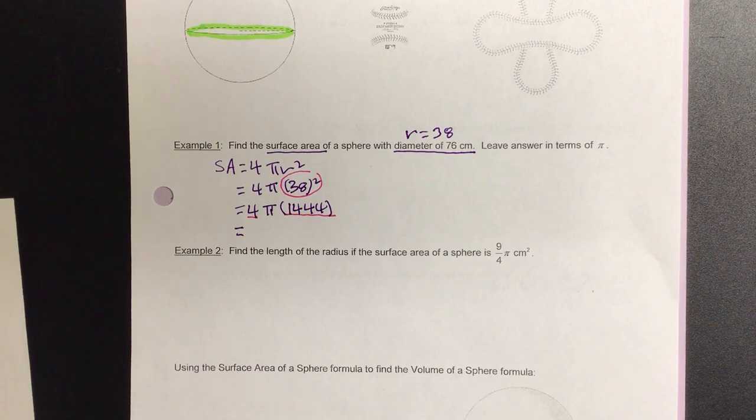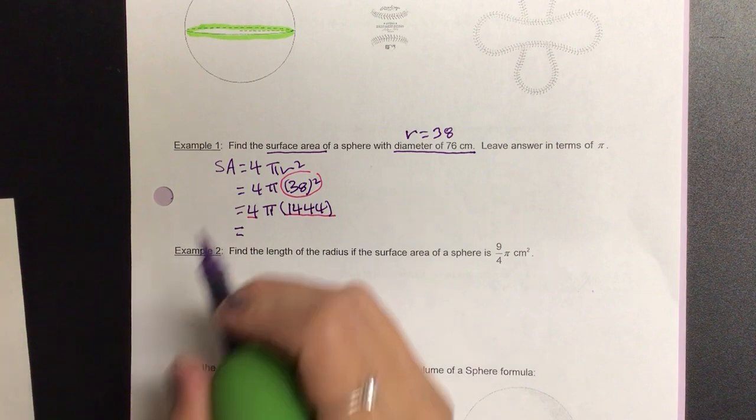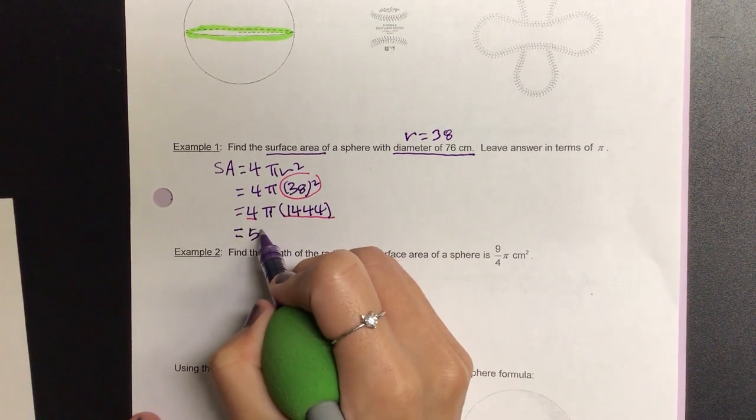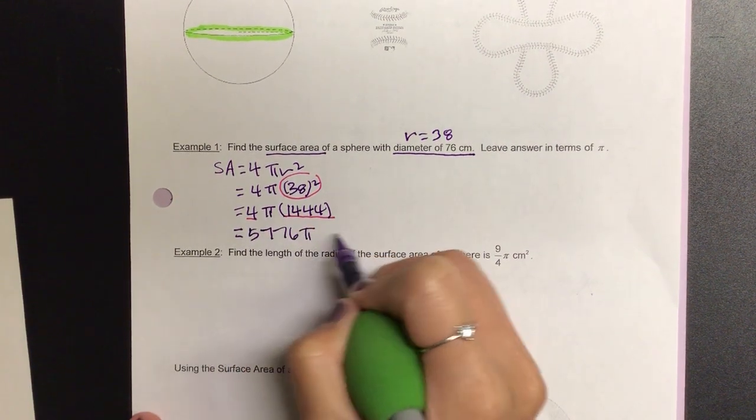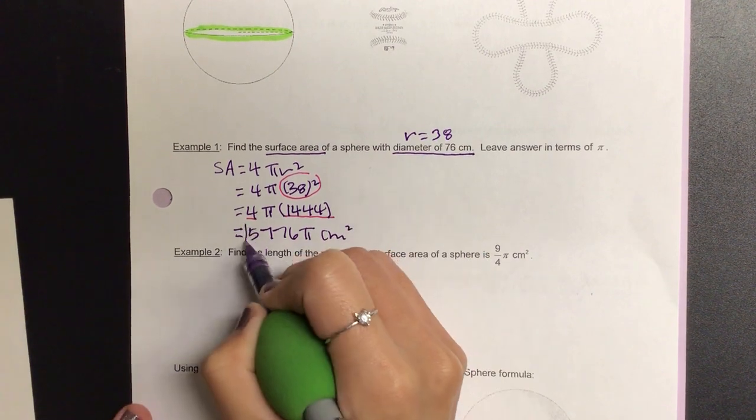You should get something in the 5,000s. So we got 5,000 how many? 776 pi centimeters squared. And boom, we're done.